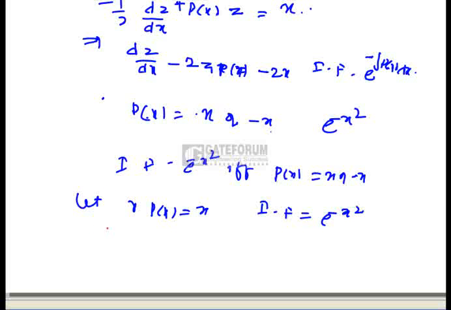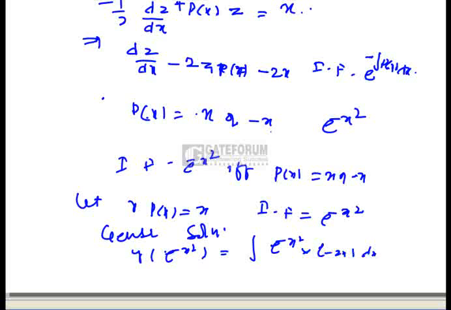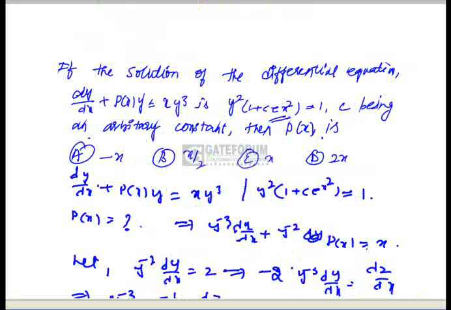Now let us see the general solution. General solution will be nothing but y into integrating factor, which is e power minus x square, is equal to integration of integrating factor into q of x, which is nothing but minus 2x dx. If I integrate this, it will be y into e power minus x square, that is equal to e power minus x square plus some c. If we simplify, we'll get the given solution of the equation. That means the integrating factor is e power minus x square. So p of x must be always x, which is nothing but option C.